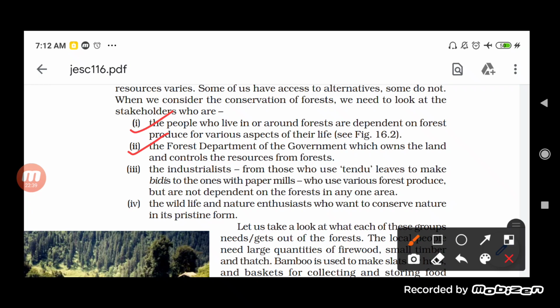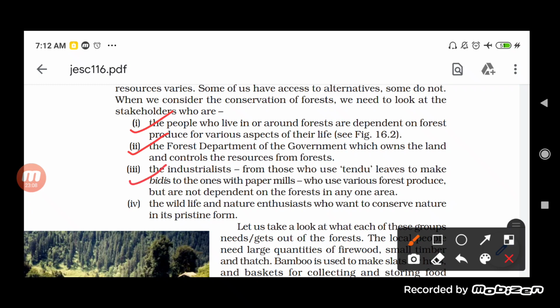You can say they live there. So the home is the forest only. So they are totally dependent on a forest, and even they lead their life with the products that they get from the forest itself. And the second one is the forest department, that is hired by the government, and they own the forest land and they control the resources from the forest.